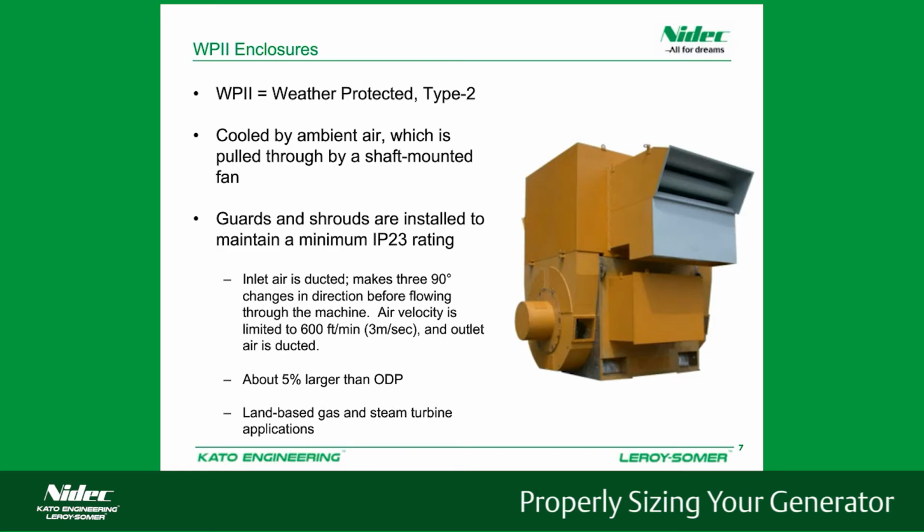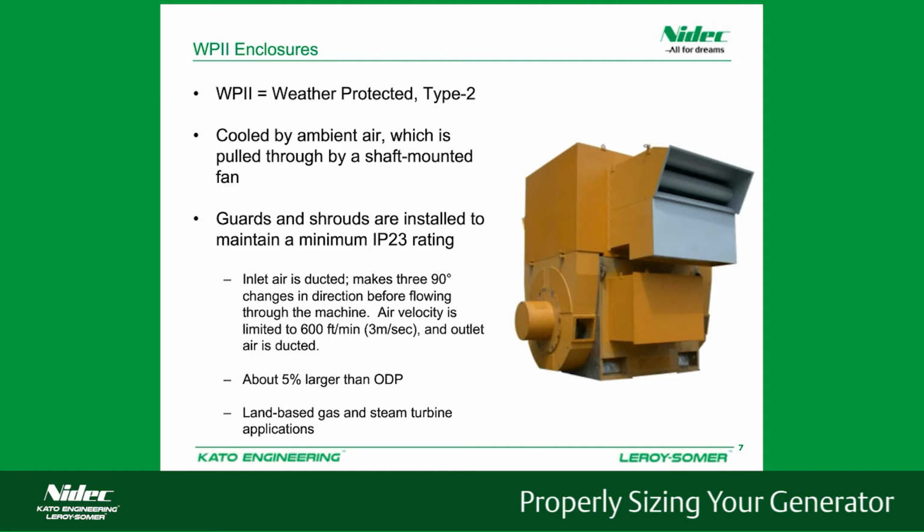WP2 is our weather protected type 2, and this is cooled by the ambient air being drawn in through the air duct that you see on the top right side of the picture. And again, we have the shrouds and the covers to maintain that IP23 rating. Part of the requirement of the WP2 is that the inlet air has to make at least 3 90-degree changes in direction, and this is to help slow down the air.